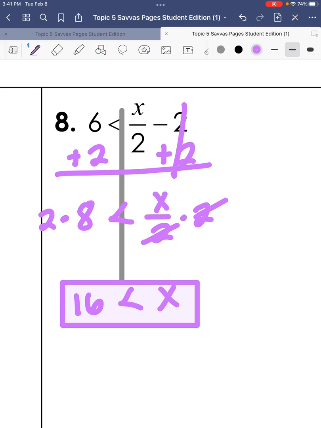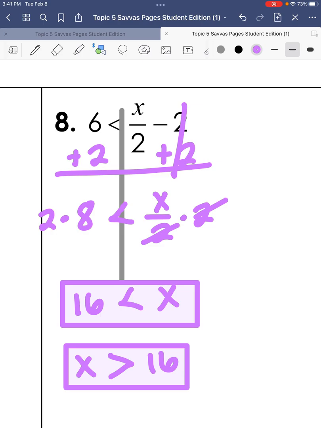How can I write that though so that x is over here and 16 is over here? Notice the open side is next to the x. So I need to keep the open side next to the x, so my sign flips. x is greater than 16 is my solution. So either of these answers are correct. They are equivalent, and the graph will be the same for both of them.